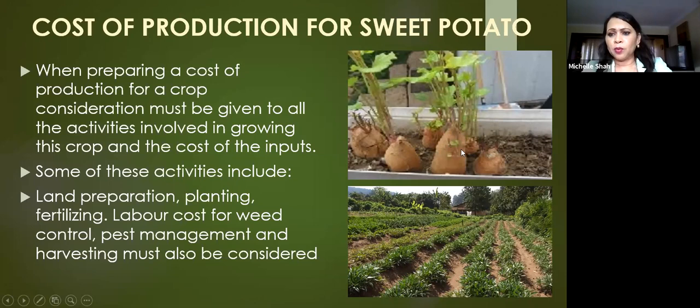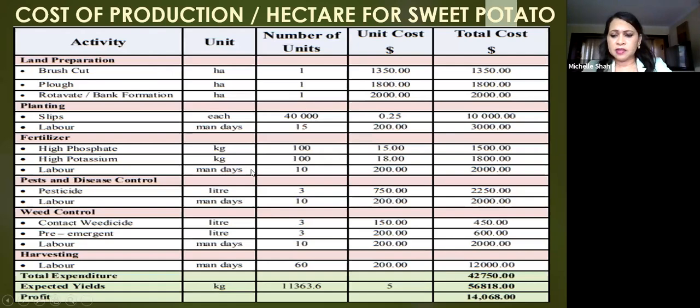This is a table of the cost of production. And per hectare, we can get a total of say 42,000 TT per hectare. And out of all the root crops, sweet potato usually has a higher cost of production. Sweet potato has the highest cost, higher than the cassava and the arrow root. Also, it's higher than dasheen.